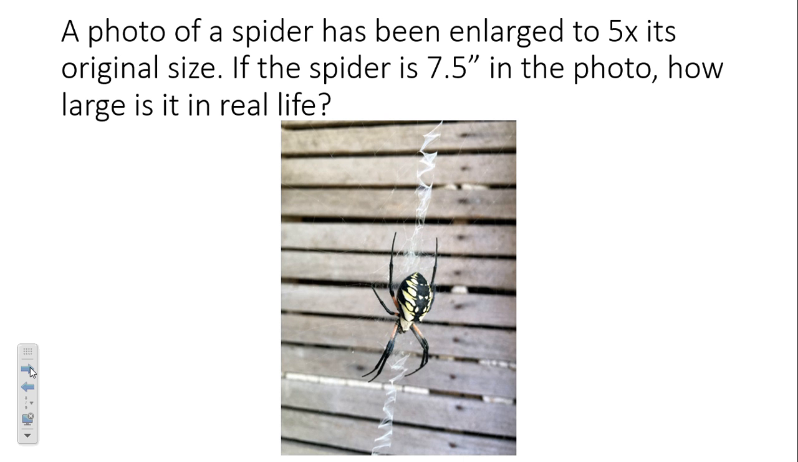Okay, so if the spider has been enlarged to 5 times its size, and I measure it on the photo and it's 7.5 inches, and I know that it's 5 times as big as what it's supposed to be, how would I figure it out? I divide. We divide by 5, and we get 1.25. That would be the original spider's size.